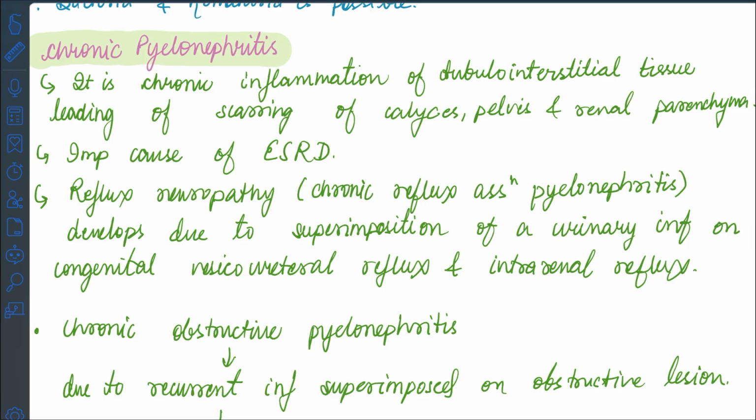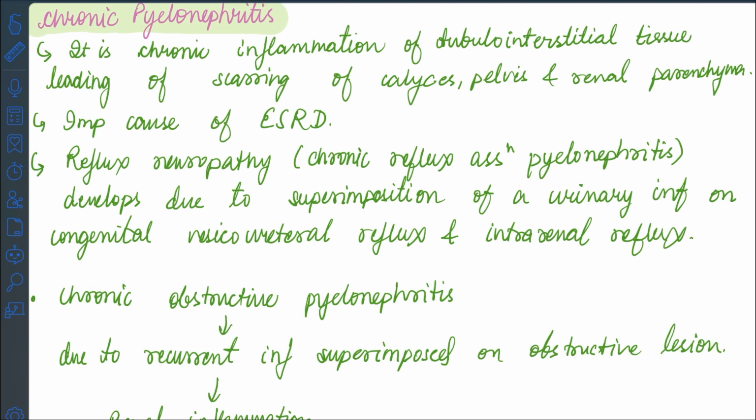Chronic pyelonephritis is the chronic inflammation of tubulointerstitial tissue, leading to scarring of calyces, pelvis, and renal parenchyma. It is one of the important causes of end-stage renal disease. Reflux nephropathy, or the chronic reflux associated with pyelonephritis, develops due to superimposition of urinary infection on congenital vesicoureteral reflux and intrarenal reflux. So mostly the intrarenal reflux and the superimposition of this infection in the urinary tract lead to reflux nephropathy.